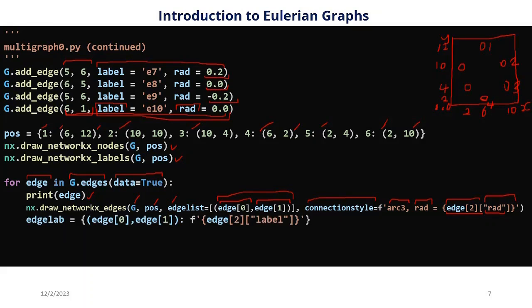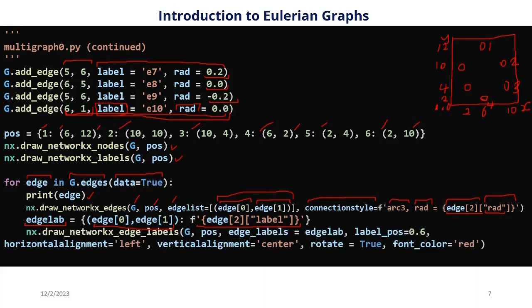So we can now define the edge label. Edge label is going to be a dictionary. This is the key of the dictionary, and this is the value of the key. So we are using the label key here, E1, E2 to E10. We now say nx.draw_networkx_edge_labels, G, pose, edge_labels equal to edge_lab. You will use this. It is required. You can Google the documentation on draw_networkx_edge_labels.